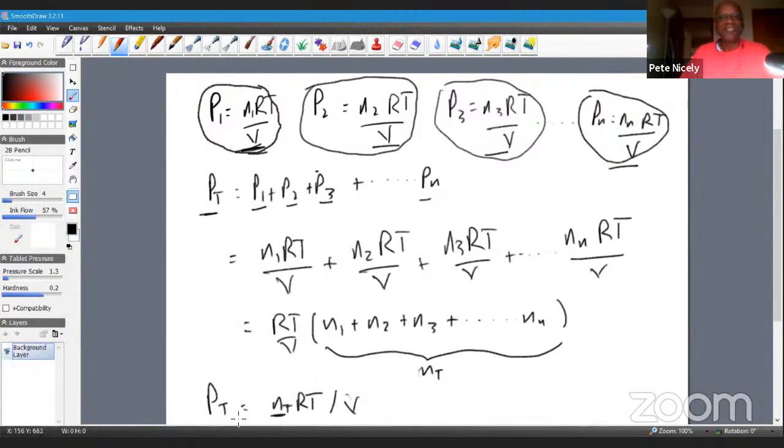So that is derived from combining the combined gas law with Dalton's law, right? As a result of combining the combined gas law with Dalton's law, we end up with this expression right here, all right? Okay, any questions about this? Okay, so let me go back to the PowerPoint here.